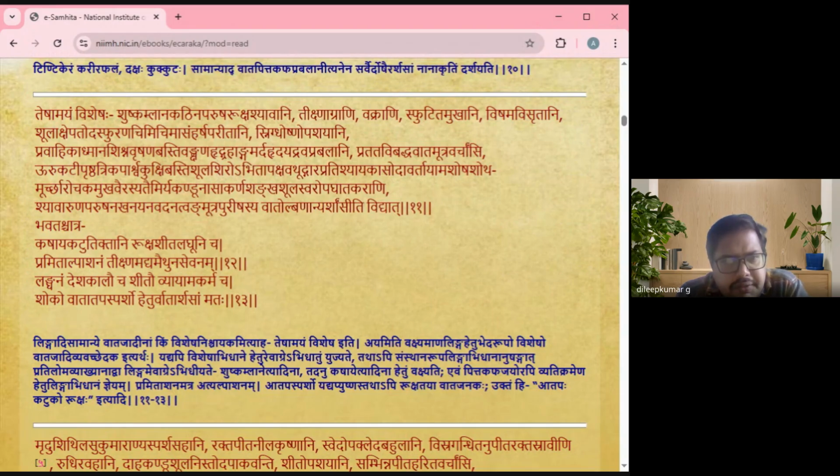Among them, Vataja Arshas look like Shushka, Mlana, Katina, Parusha, Ruksha, Tikshnagran, very sharp in nature, Vakrani, abnormal shape, Vishama Vistrutani, irregular shape, irregular spread. These are all Vataja Arshas features.